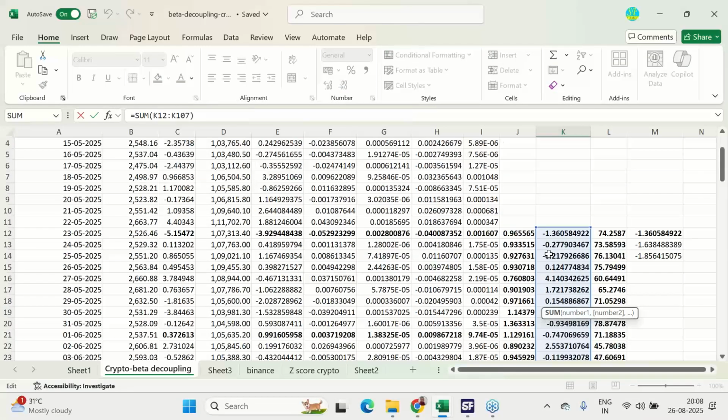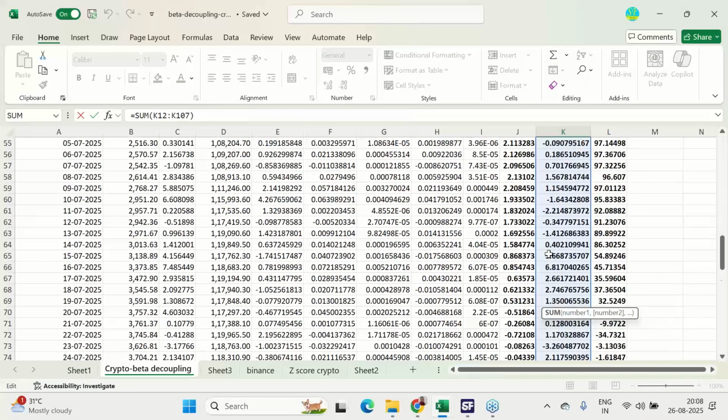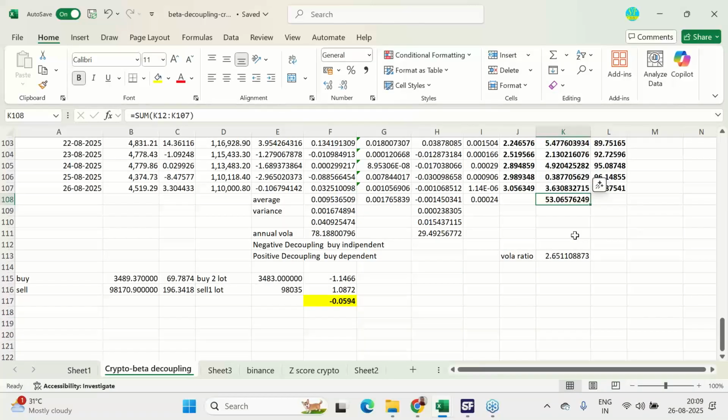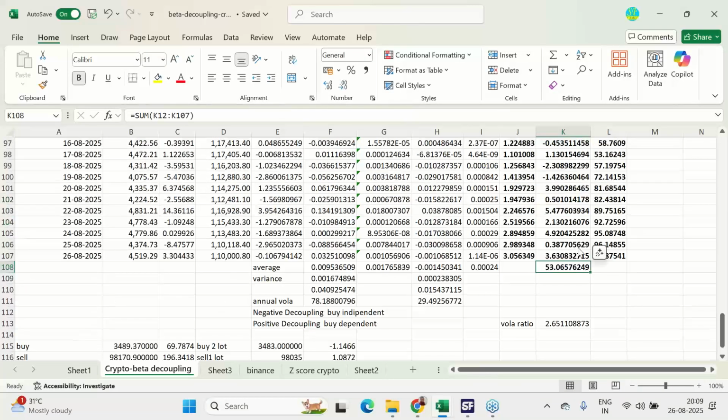So it is the sum of beta decoupling. Decoupling is coming here because of the last couple of days of Ethereum movement, but Bitcoin remains silent. Correlation is 95-96%, so it is not a feasible correlation.